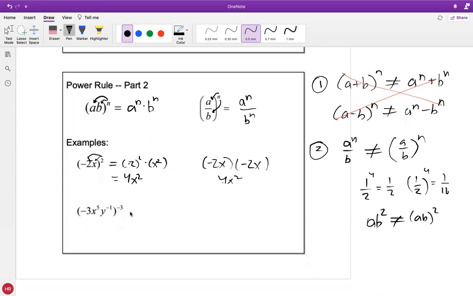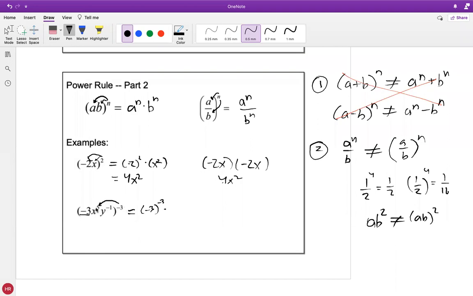Same situation here. I have a whole thing and it's raised to a power, so I can use this rule that says I just distribute the -3 to each thing there. There's two -3s. That's confusing. I'm going to raise this -3 to this power. I get -3 to the -3rd. And I'm going to distribute the -3 to this x to the 5th. 5 times -3. Remember, we're multiplying.